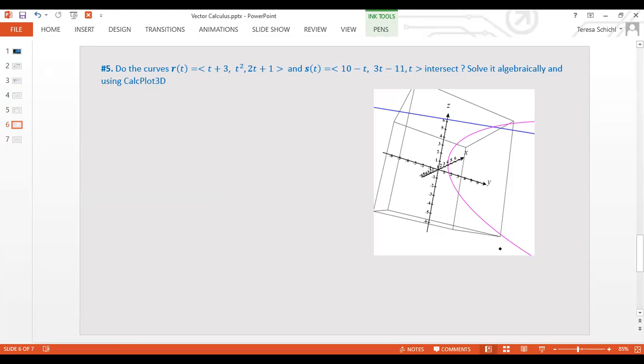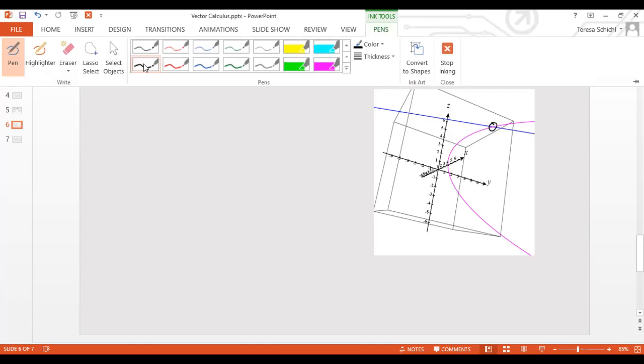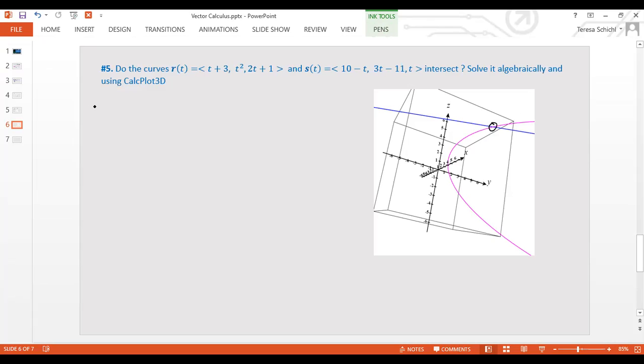So here I use CalcPlot3D. I input these two space curves into CalcPlot3D. I do notice they intersect here. Okay, so now how do I solve algebraically? If I solve algebraically, for any given r(t), for the other parameter I cannot use t as here. So I use s of k, just give a different parameter to see.